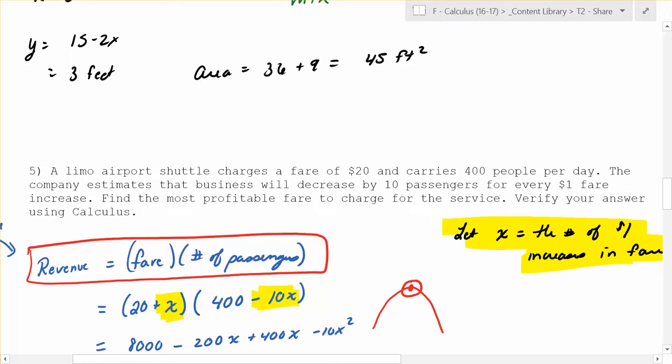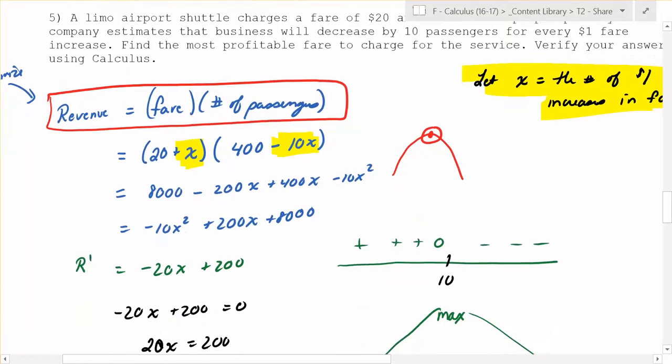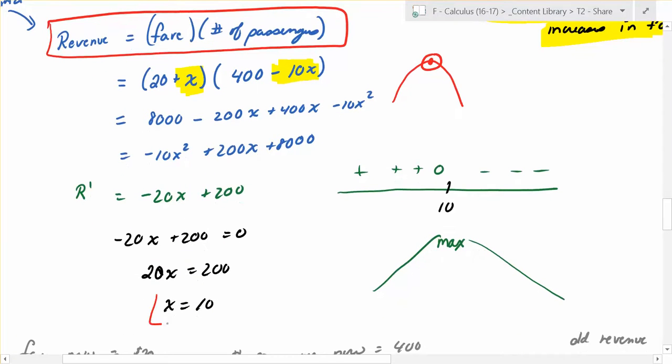You're looking for this point right there. So what do you do to find that maximum? You've done this many, many times. You have a function, you want to find the maximum. What do you take? You take the derivative, set it equal to 0 and solve it, and you end up with x is equal to 10.